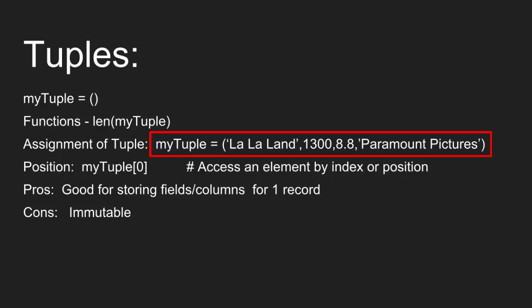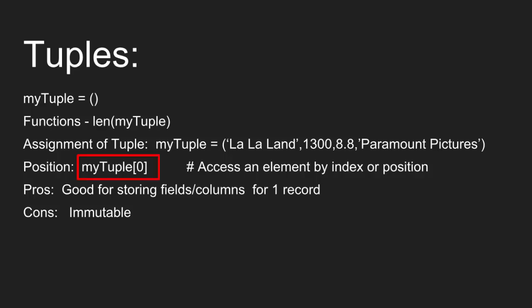And these are set. So these can represent, for example, a record of all the things we want to store relative to this movie. You can access an element specifically by position, similarly to a list. So you can do my tuple in square brackets and have 0, and that's going to find the 0 position. The pros are they're good for storing fields and columns for one record, and the cons are they're immutable. That is, you can't add a new element to the tuple, unlike a list or a dictionary where you can.